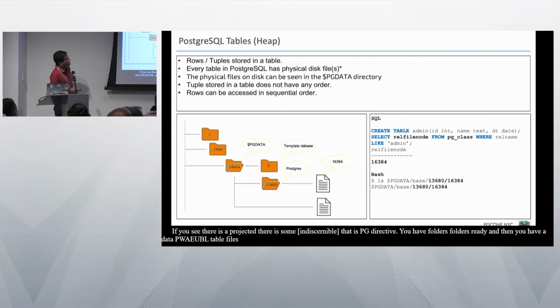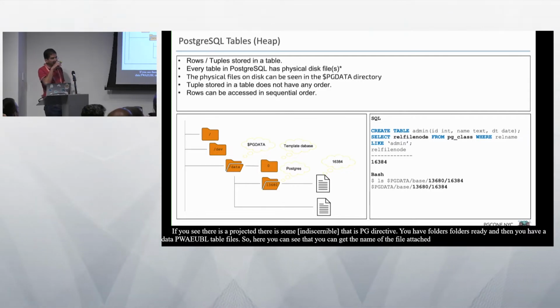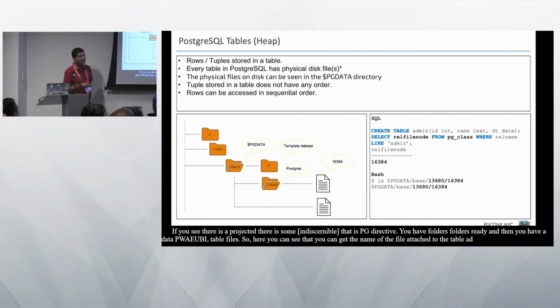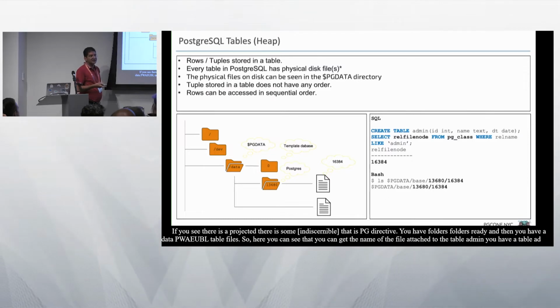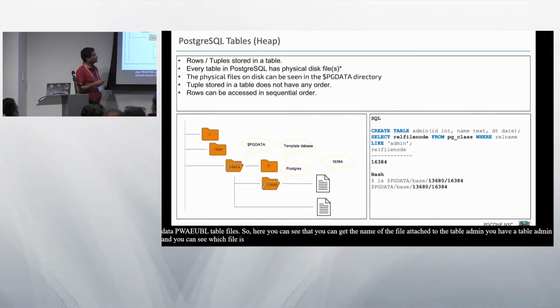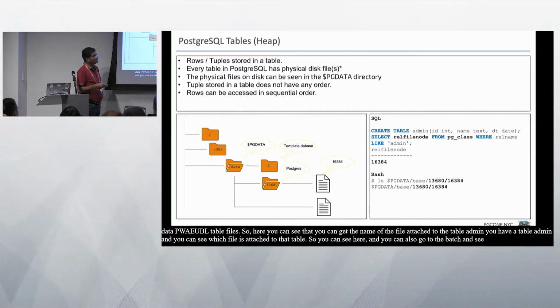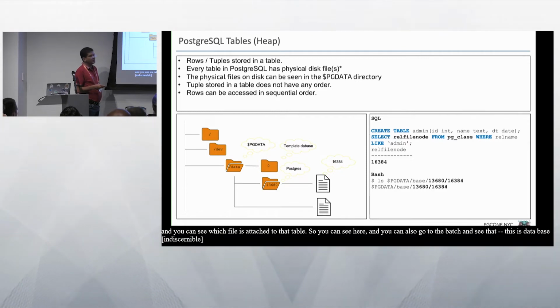So here you can see that you can get the name of the file attached to the table admin. You have a table admin, and you can see which file is attached to that table. You can also go to the bash, and you can see that this is the database OID, and this is the name of the file. So you can just go and search there.